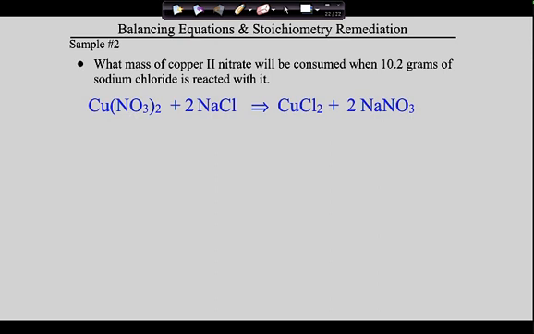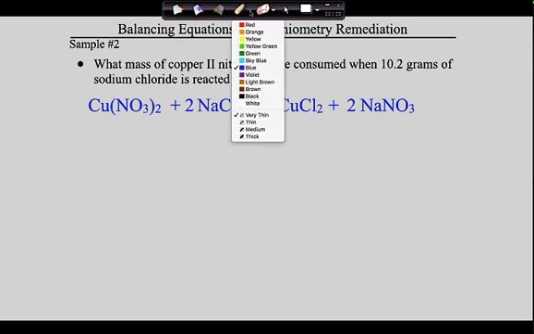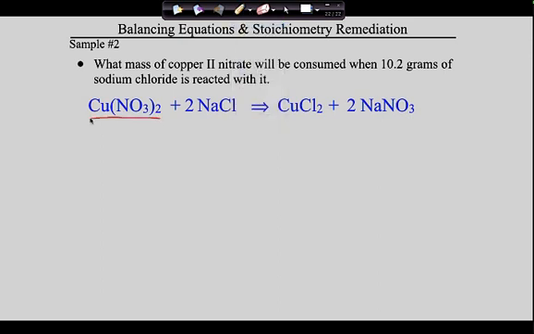So we know that we're taking copper 2 nitrate, which is this guy here on the left. So we are taking copper 2 nitrate and reacting that with sodium chloride. And then our products are copper 2 chloride and sodium nitrate, and that balances with a 1 and a 2 and a 1 and a 2.